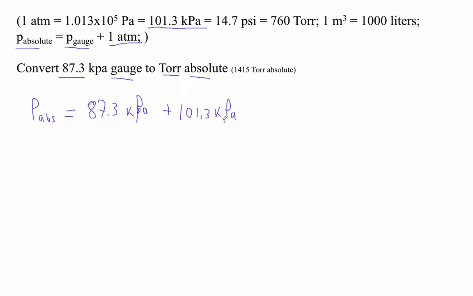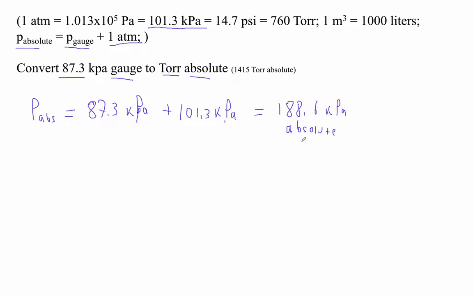So 87.3 plus 101.3 is 188.6 kilopascals. So this was gauge, and this is now absolute pressure. Because remember, gauge pressure is how much more than an atmosphere it is, so to get the absolute, you have to add the atmosphere on there.